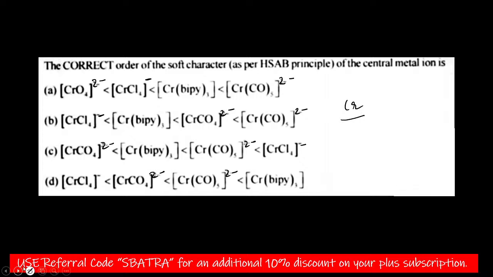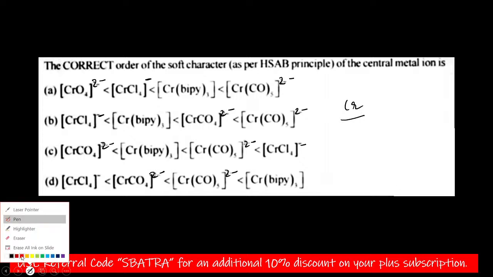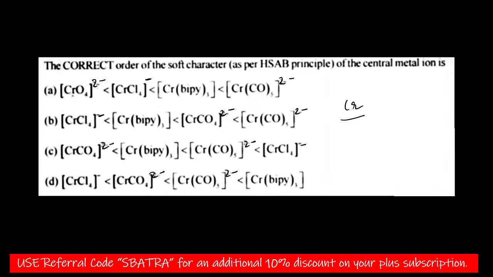One second, okay, just let me read this question in case it's not visible. So the metal is chromium in all four complexes, and in the first complex we have CrO4 2 negative. Chromium with 4 oxygen ligands, 2 negative. This is our first complex.